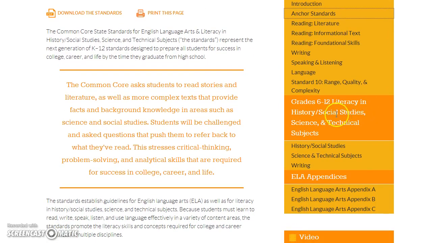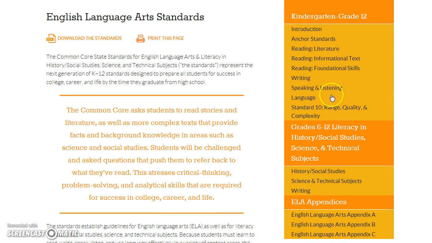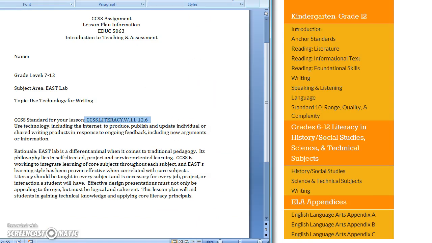Now, once you move into 6th grade, there's a separate set of standards specifically for literacy in history and social studies, science, and technical subjects, and it's broken down here below. For this example that we're going to use, we're going to be looking at a writing standard. I'll bring this assignment up.